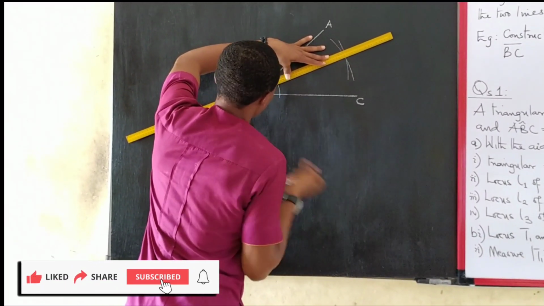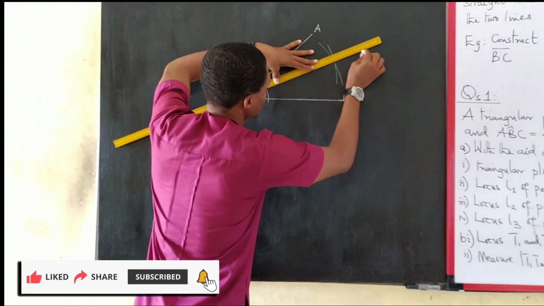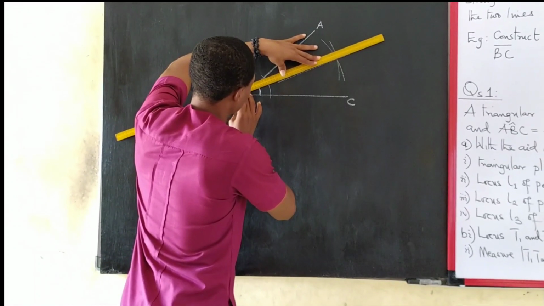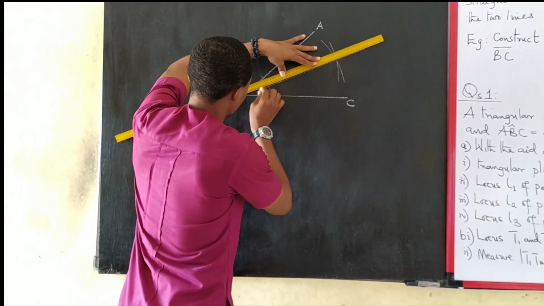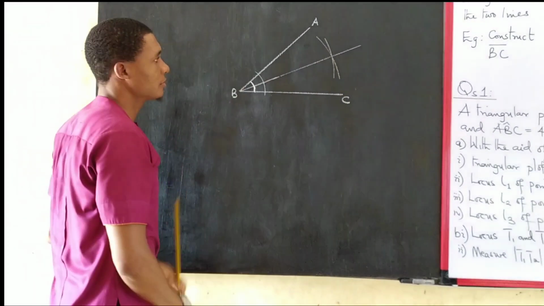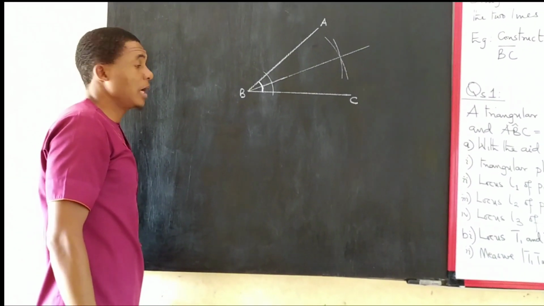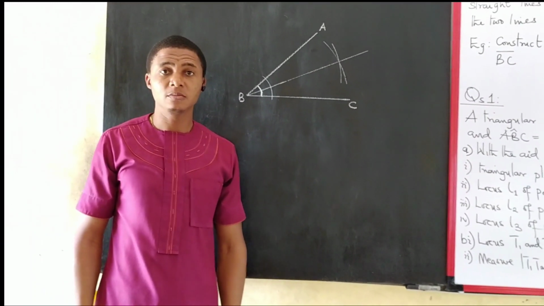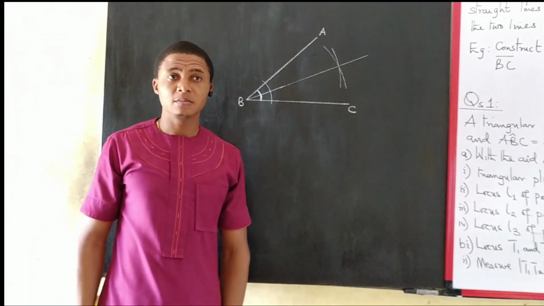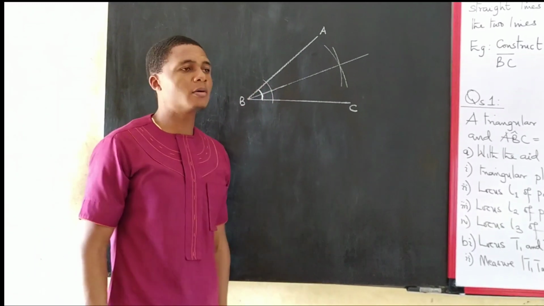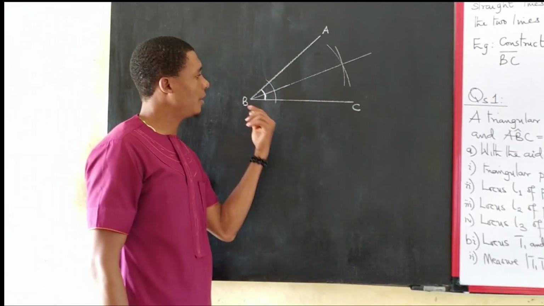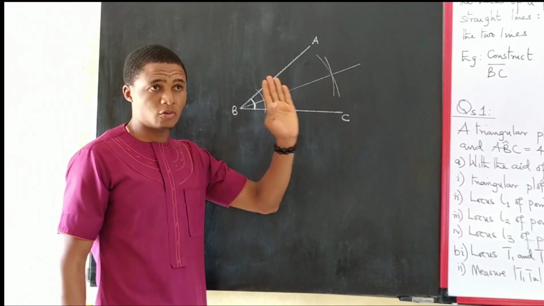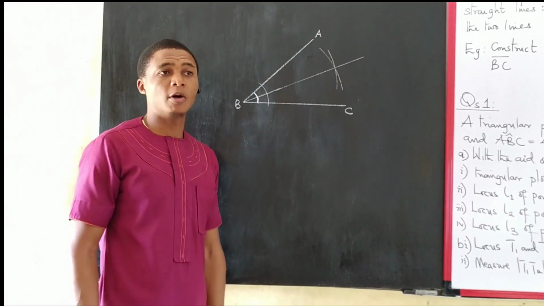I'll follow it. Alright, this is how I ended up bisecting the angle. Understood? Are we following? So the angle formed by AB and BC is bisected. So this is locus number 3.